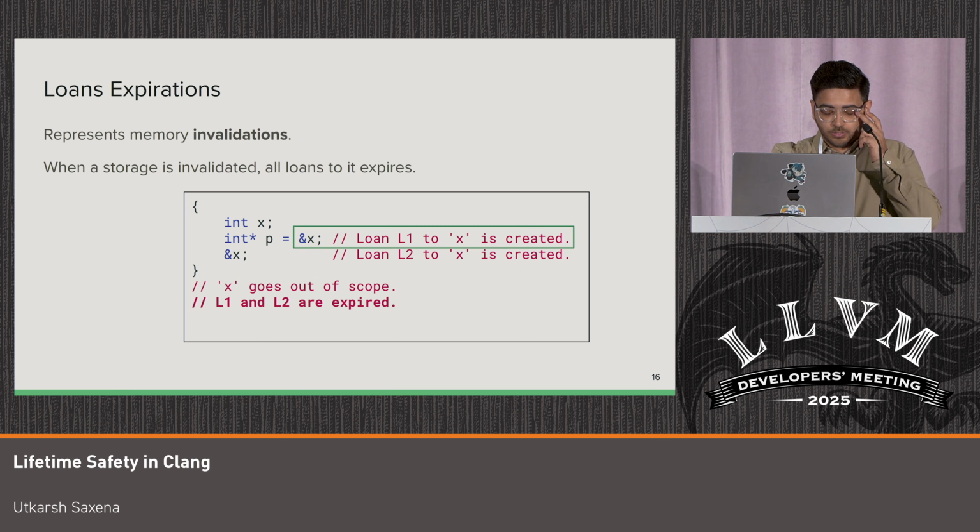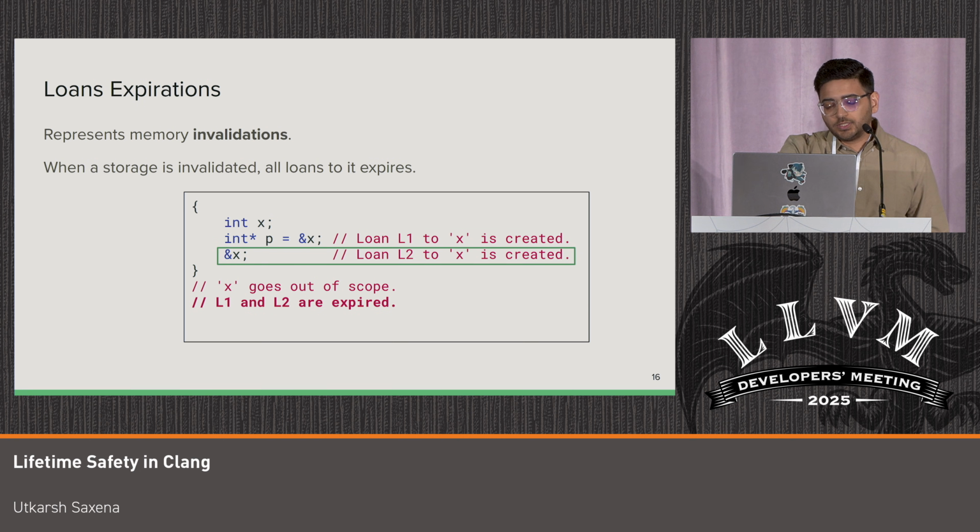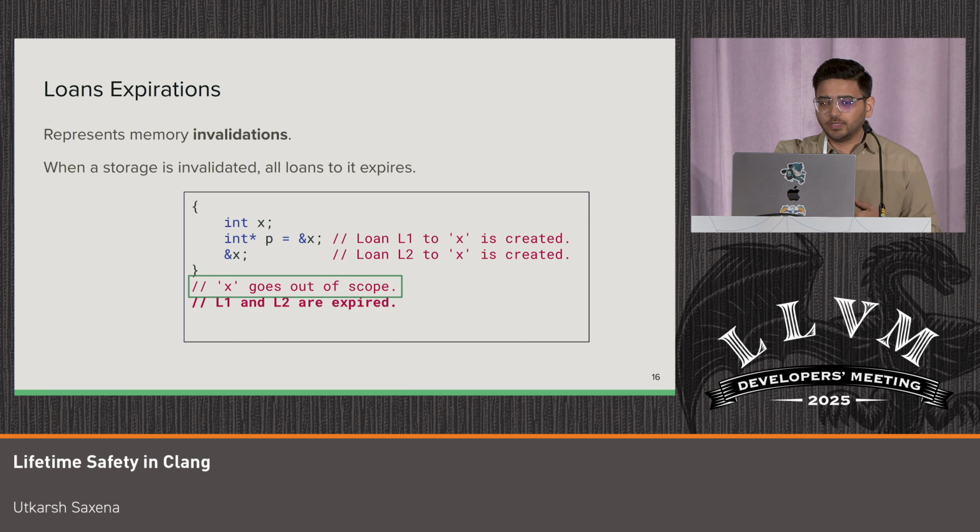So for example, as we saw in the previous one, when we take an address, we reference X, we create a loan to that X. Again, if we have another statement that references X, we again create a loan to that X. These two loans are different because these are two different borrow sites, even though they are referencing the same storage. Now, at the end of the scope, X goes out of scope, and X would be destructed if not trivial. So at this point, we say that L1 and L2 are expired now. And so both the loans expire.